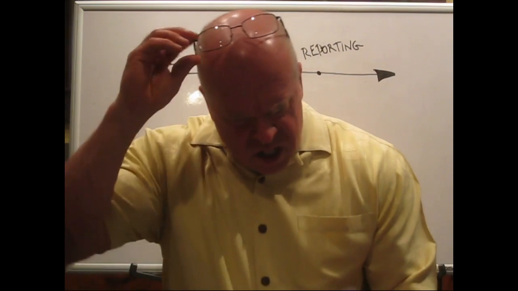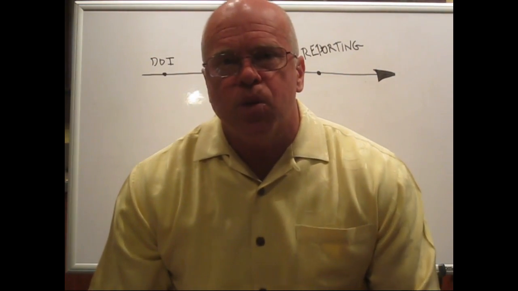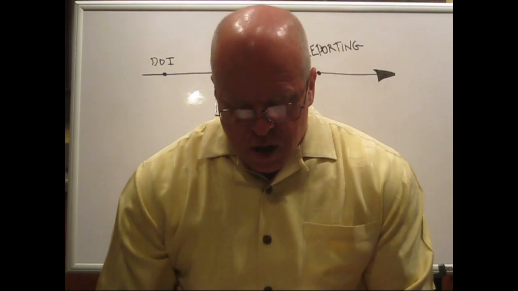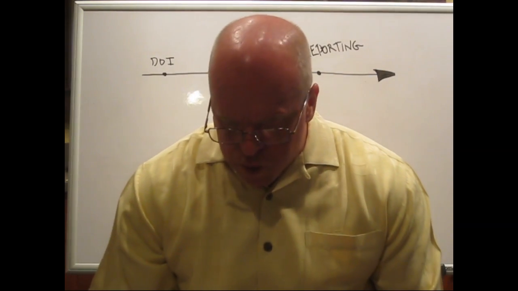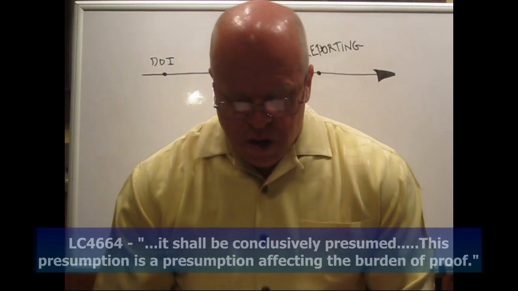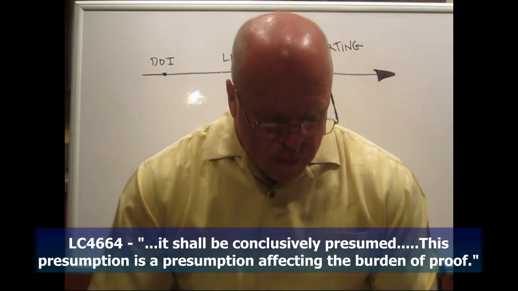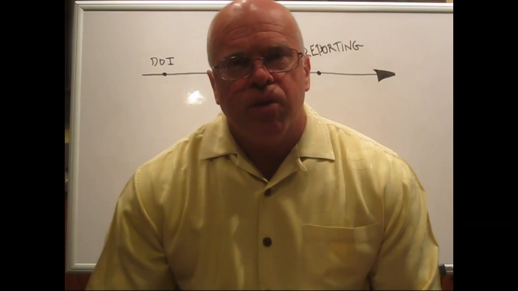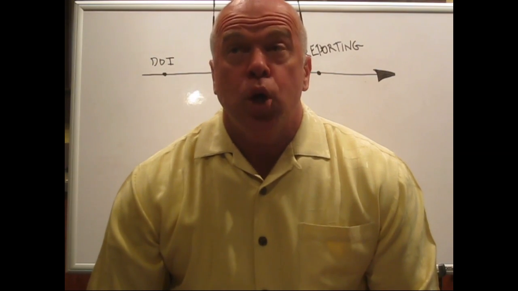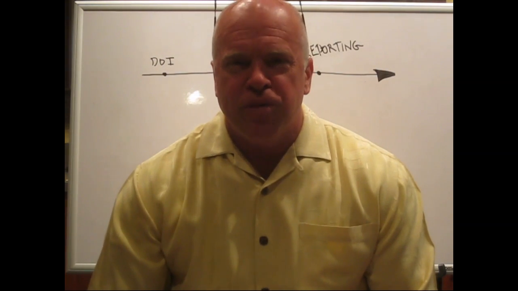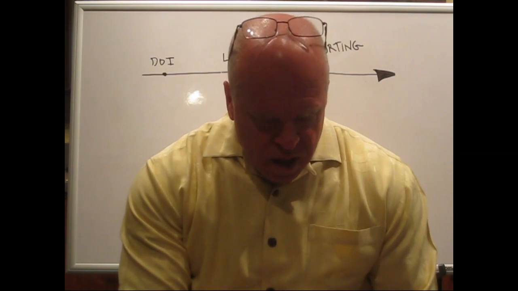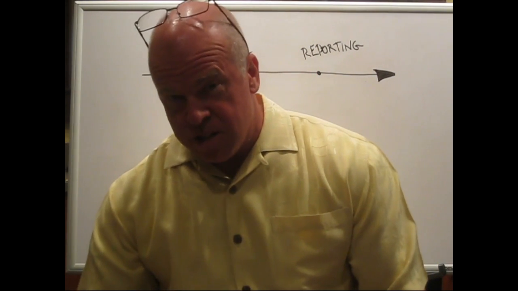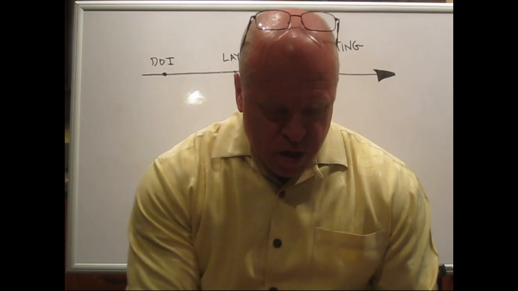So Labor Code 4664 says, and you're probably familiar with this quotation, if the applicant has received a prior award of permanent disability, it shall be conclusively presumed that the prior permanent disability exists at the time of any subsequent industrial injury. This presumption is a presumption affecting the burden of proof. Now let me ask you, upon whom does the burden of proof lie to prove that the prior permanent disability did not exist at the time of a subsequent industrial injury?